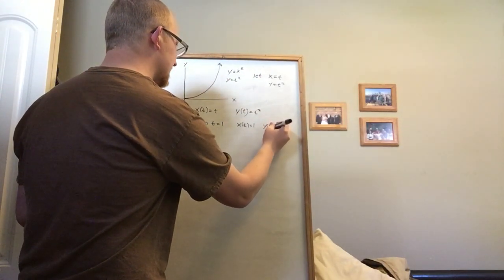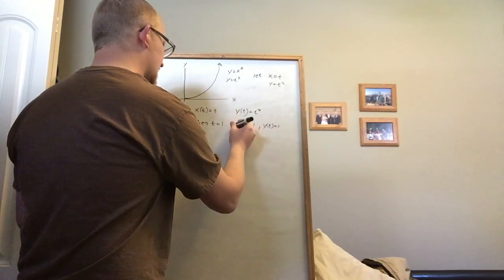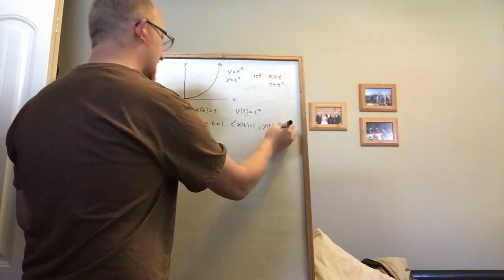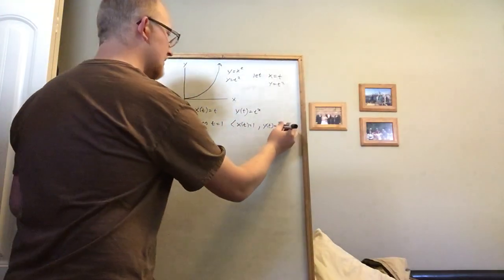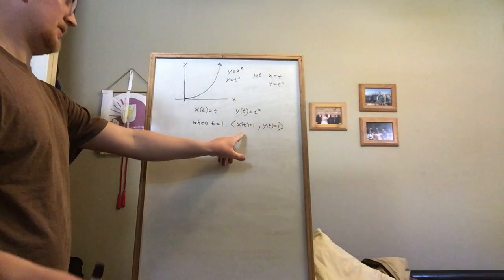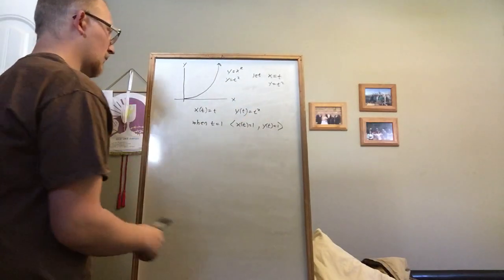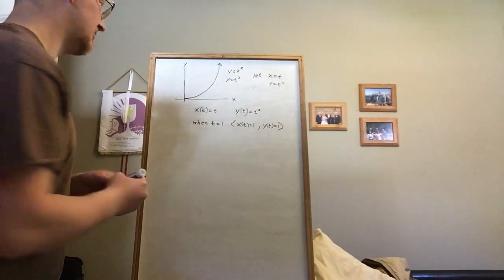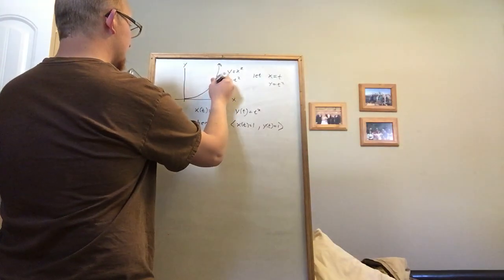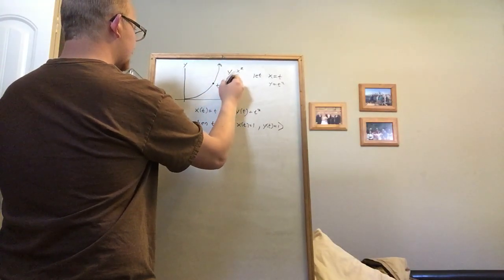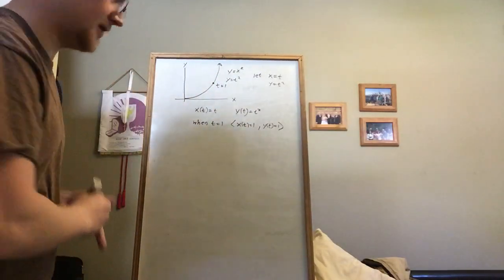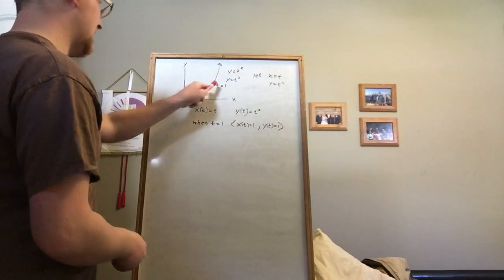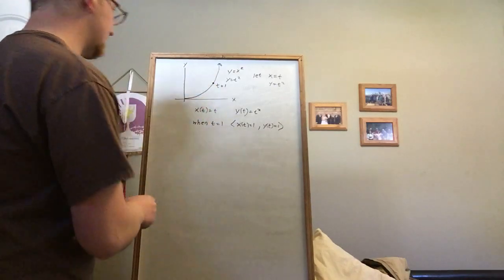So y of t is also 1. So at time 1, you could almost draw a vector with the x component in terms of t and the y component in terms of t. And this vector is going to point to time 1. So there's time equals 1. That's when y equals 1 and x equals 1.